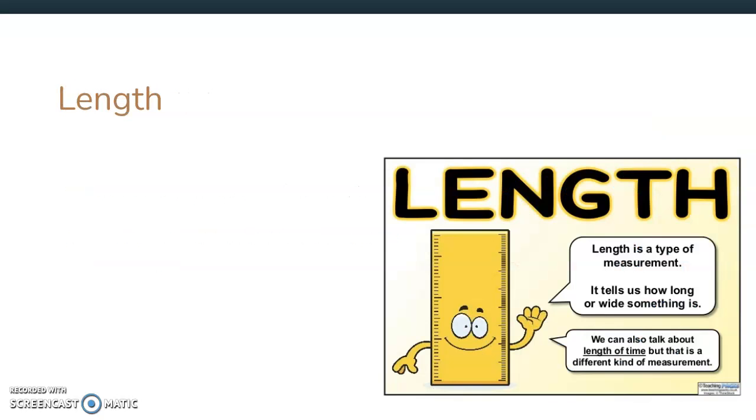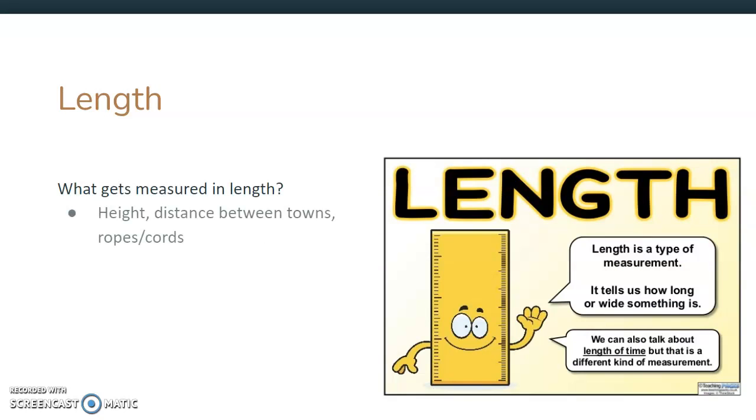So our first one we're going to learn about is length. So what gets measured in length? I want you guys to think about this for just a second. So pause the video if you have to. But the things I thought of that we measure in length are our height, maybe the distance between towns, or even some ropes or cords get measured in length.